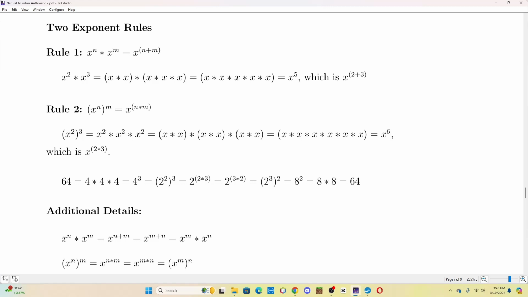So for the set of equations, 64 is equal to 4 times 4 times 4. By definition, that's 4 cubed. And 4 is equal to 2 squared. Now here is where Rule 2 is applied twice in 4 steps, backwards and forwards. 2 squared, all cubed, equals 2 cubed, all squared. After that, 2 cubed equals 8, and 8 squared is equal to 64.